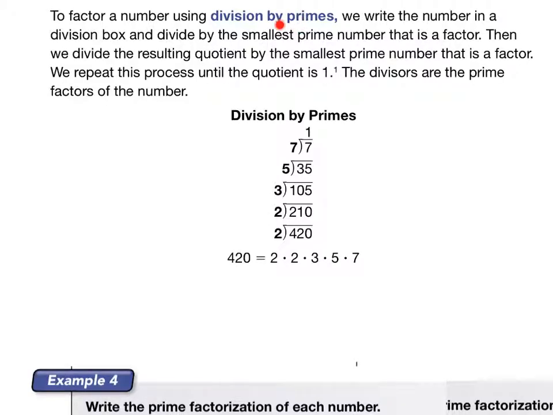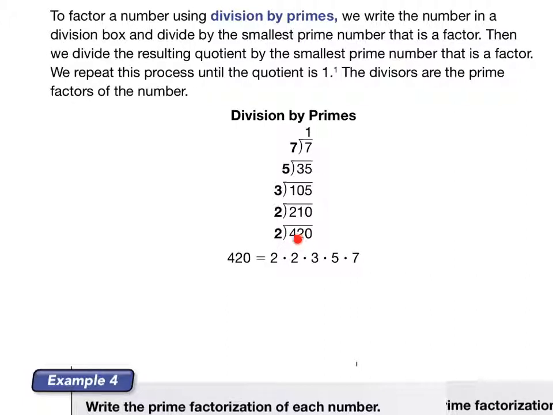Okay, this is called division by primes. So what we do is we write the number in a division box and we divide by the smallest prime number that is a factor. And then we keep dividing until you get 1. The divisors are the prime factors of the number. So write that down, and we need this example in our notes. So this is what we do.